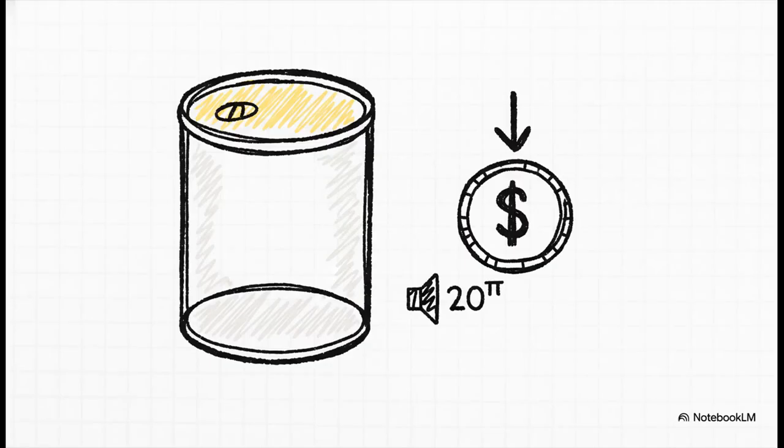So here's a classic challenge. A company needs to make a can that holds exactly 20 pi cubic centimeters. Simple enough, but the metal for the top and bottom costs more than the metal for the sides. So the question is, what's the perfect shape? What radius and what height will make this can as cheap as possible to make?